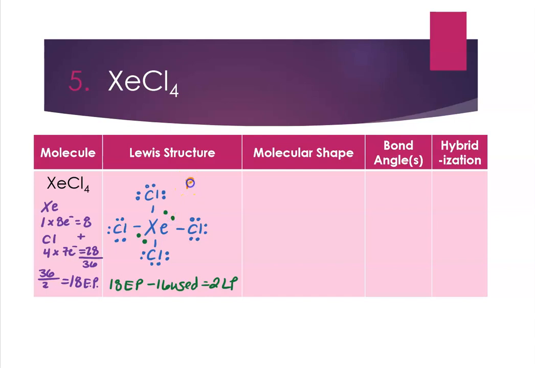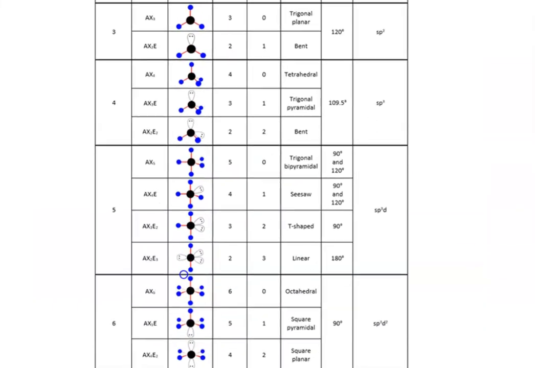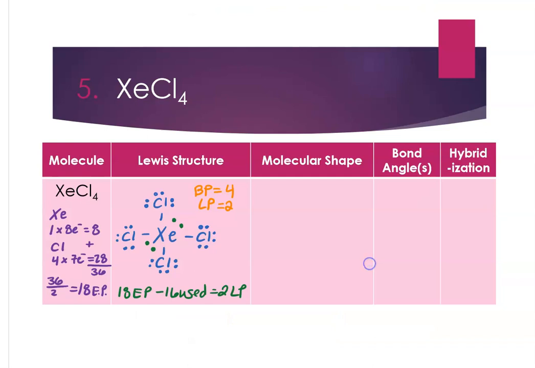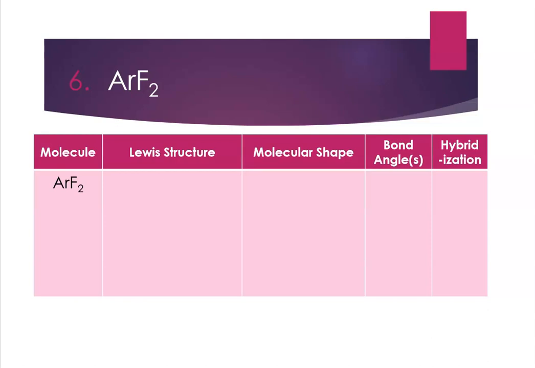All right, so now we count bonded pairs. I have 1, 2, 3, 4 bonds. And I count lone pairs. I have 1, 2 lone pairs on the central atom. So let's find this on our chart. And I see that 4 and 2 is square planar, 90, sp3d2. So let's come back up here, square planar, 90 degrees and sp3d2. All right, let's do one more.